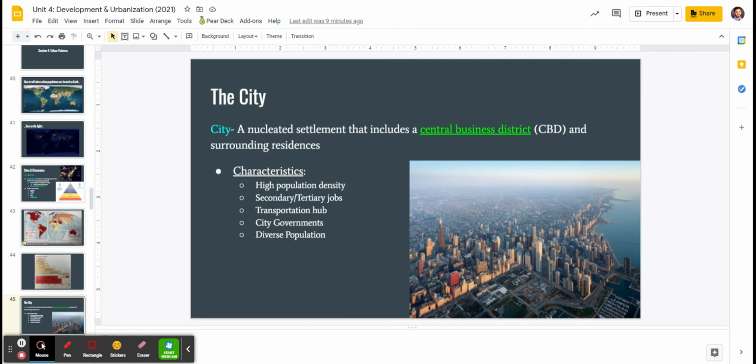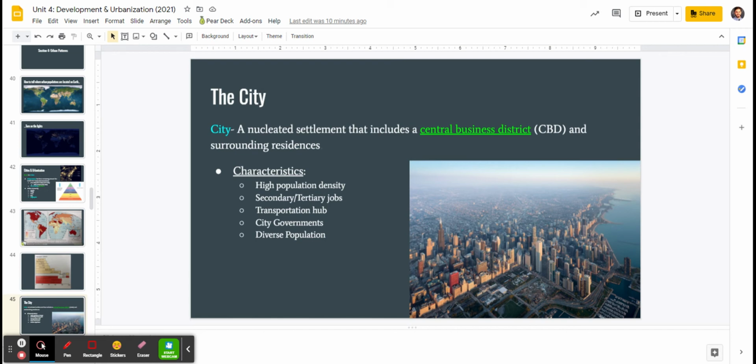All right, so let's make sure that we understand what exactly we're talking about when we talk about a city. Most of you are probably familiar with the general term, but let's make sure that we have a clear understanding of what exactly makes up a city. A city is a nucleated settlement, as in there is a central point that extends outwards, and people live in the surrounding areas. The actual center point of a city is typically known as the central business district.